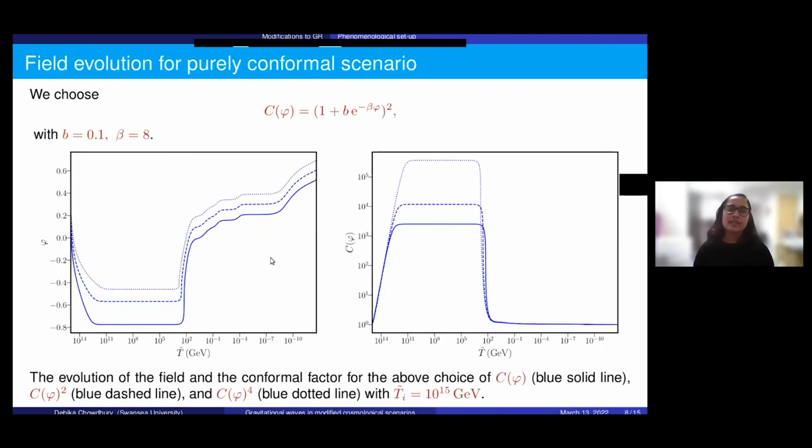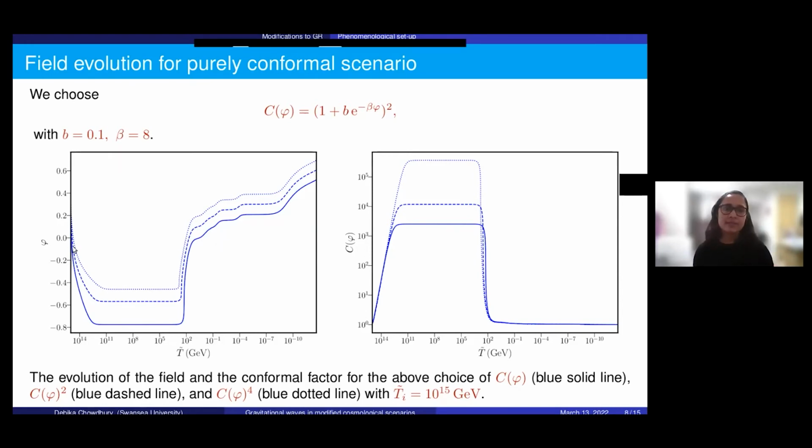Here I have considered a specific type of conformal factor, which is given here, and I have chosen the parameters B and beta such that it is compatible with observations. On the left-hand side, I have plotted the numerically obtained evolution of phi, and on the right, I have plotted the conformal factor itself. I have plotted it for three types of conformal factors. The solid line corresponds to C phi, the dashed line corresponds to C phi square, and the dotted line corresponds to C phi power 4.